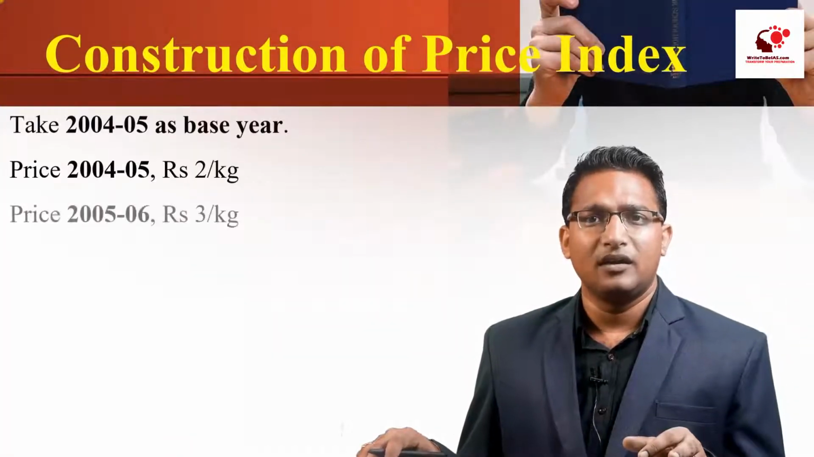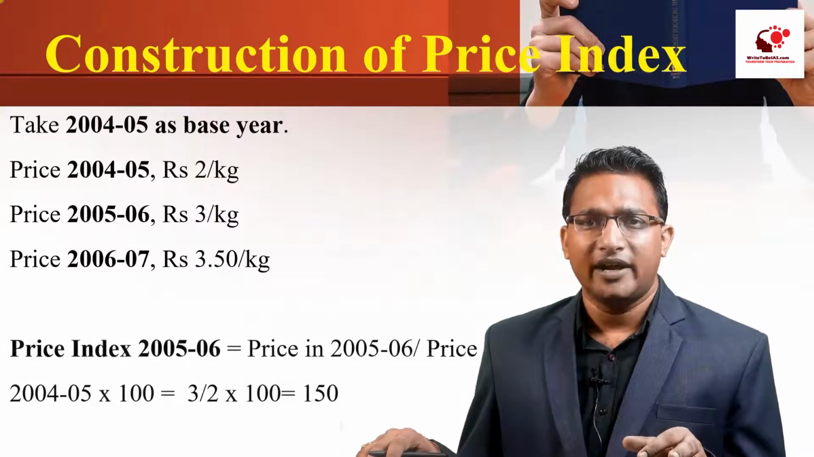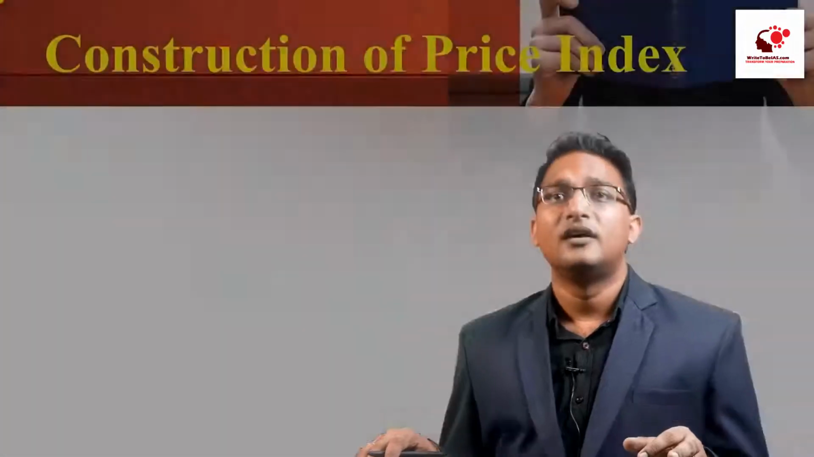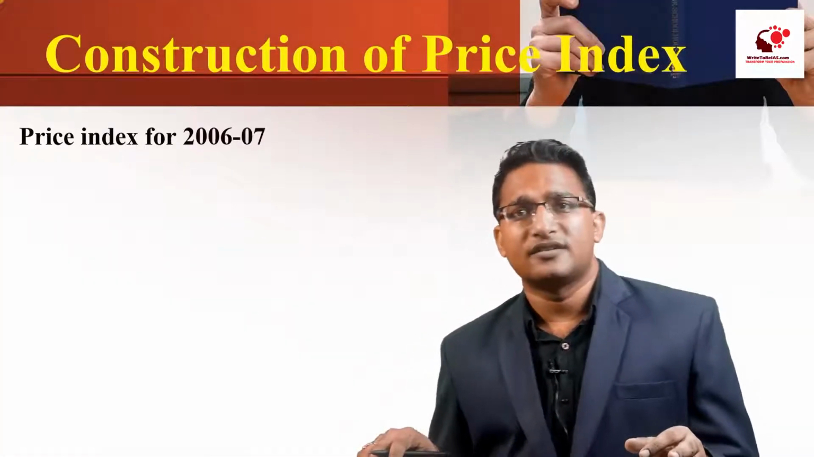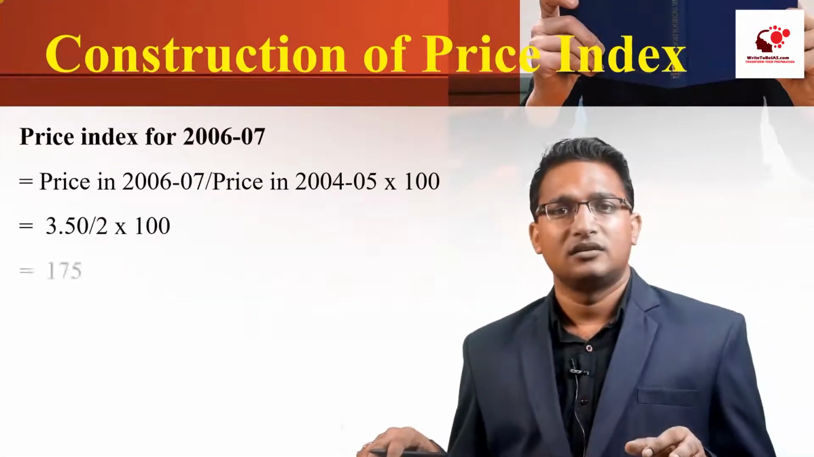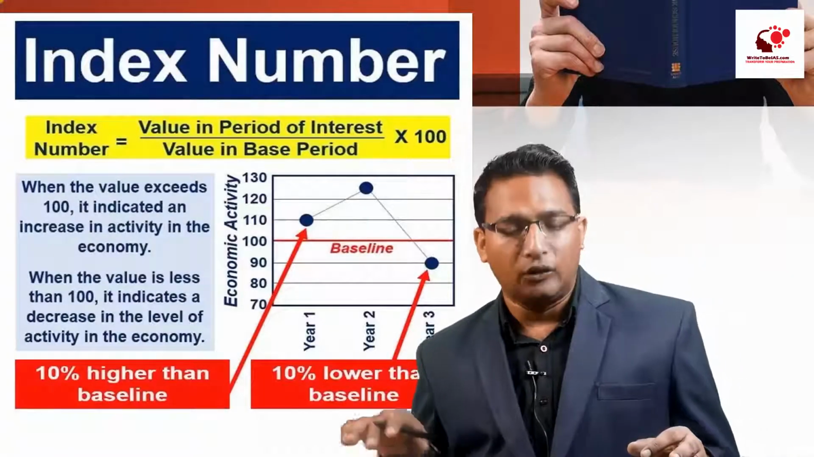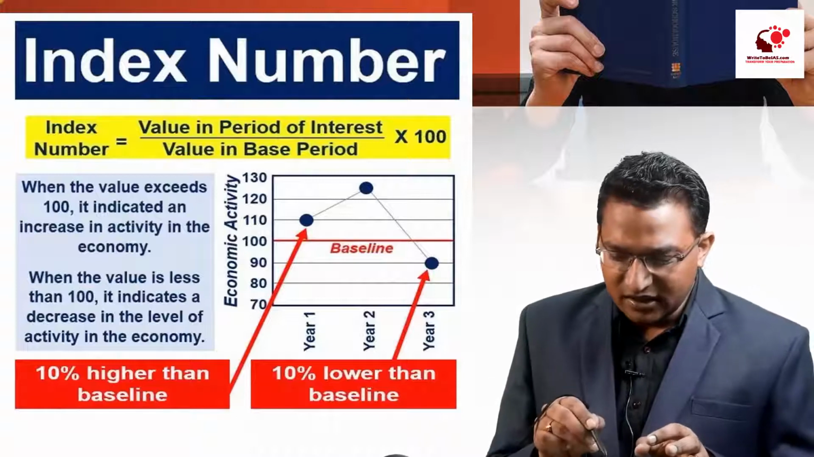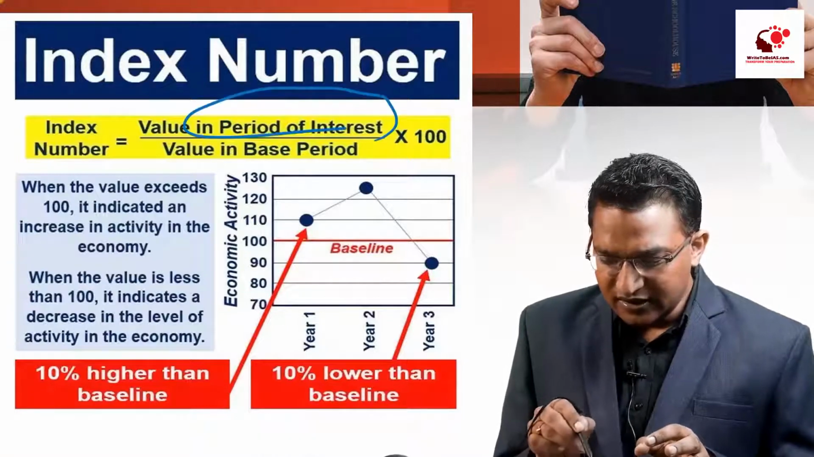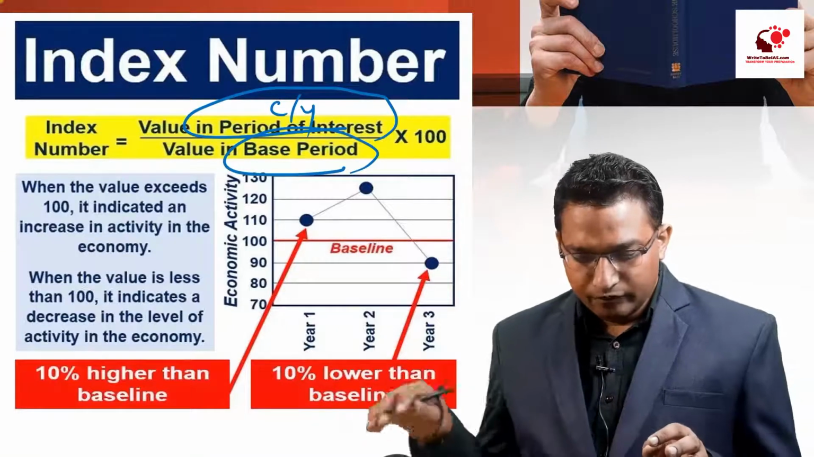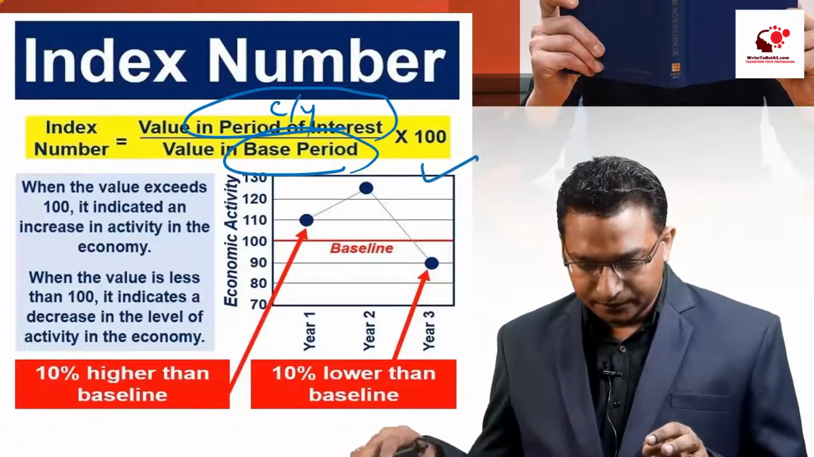So this is another example that I took, and I have given this example in the study material. You can refer from there. The example that I have already discussed, I think that is sufficient from an understanding perspective. So how do we calculate the price index? Index number is the value in the period of interest, that is the current year, divided by the value in the base period, right, multiplied by 100, right?